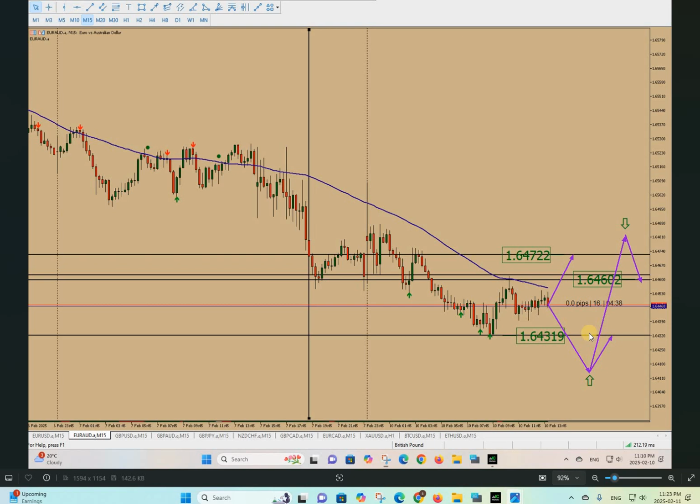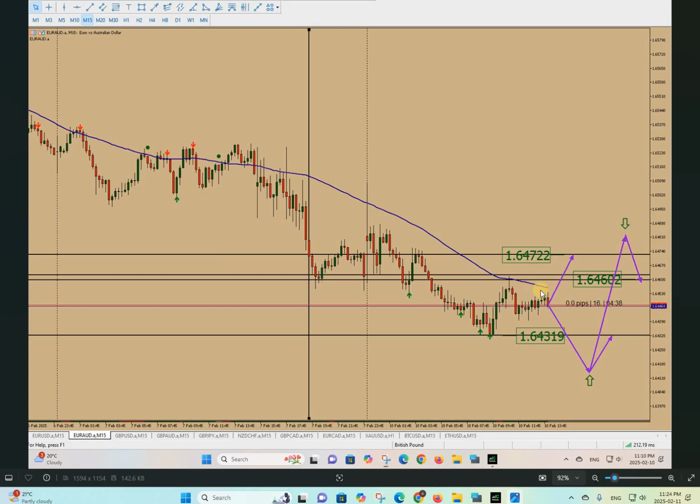Otherwise, you're going to lose, because 70% of the time the market bounces and goes back down and eventually goes back up again. If the market did not bounce and continued going up past this level, coming to our buying and selling zone, then we can sell it to this level. That was for Euro Australia.